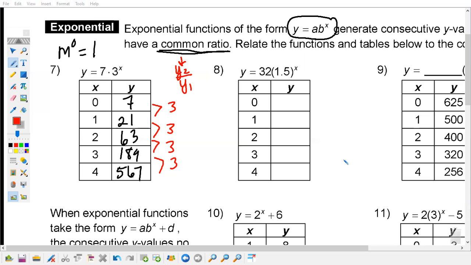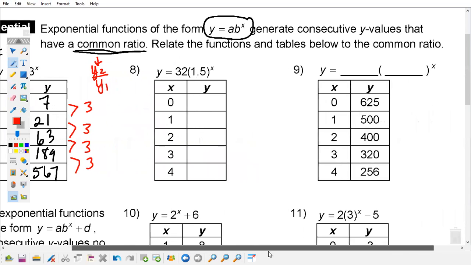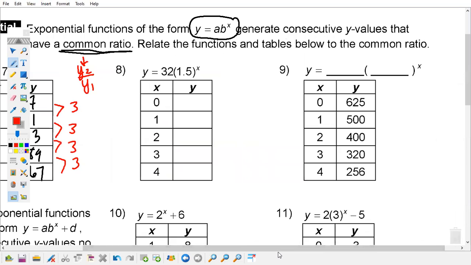All right, let's check your work. Hopefully you took the initiative and also tried 9. So, what were your y values for 8? 32, 48, 72. And then what was your common ratio? 1.5. So it makes sense, right?